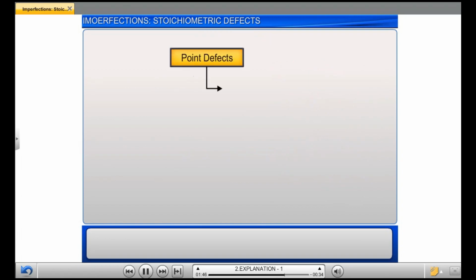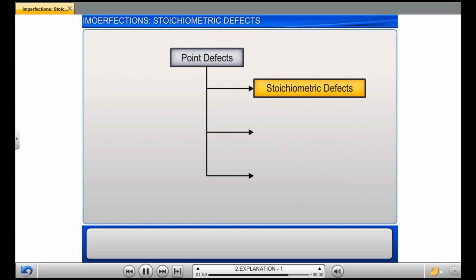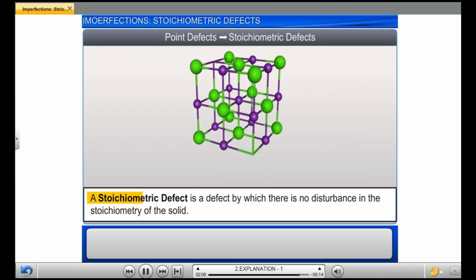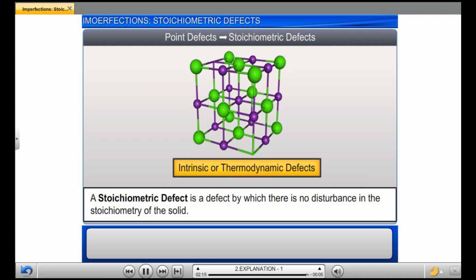Point defects are classified into three types, namely stoichiometric defects, non-stoichiometric defects, and impurity defects. Let's first learn about stoichiometric defects. A stoichiometric defect is a defect by which there is no disturbance in the stoichiometry of the solid. These are also called intrinsic or thermodynamic defects.